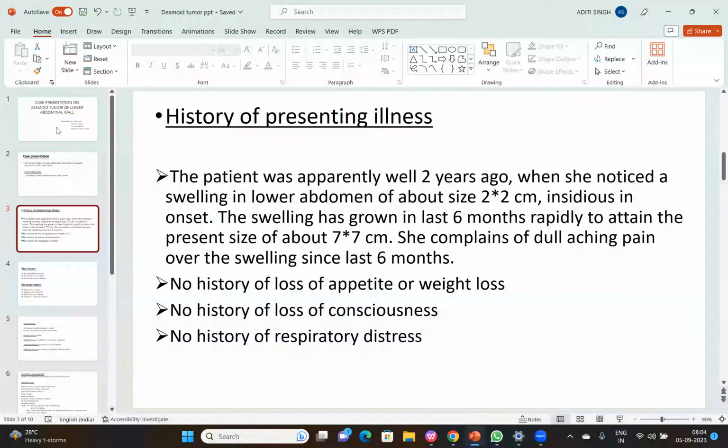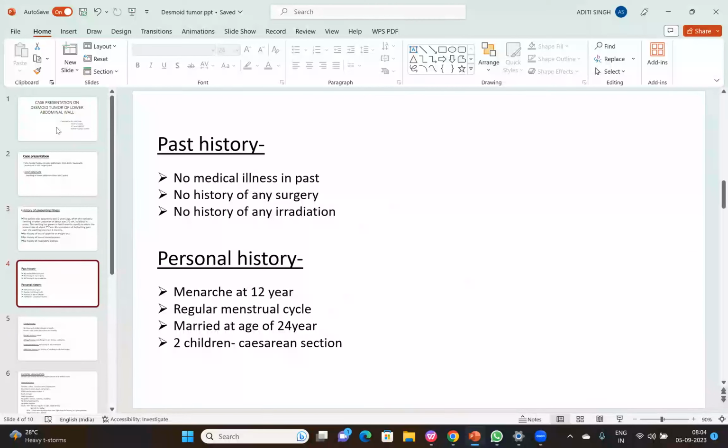No history of loss of appetite or weight loss. No history of loss of consciousness. No history of respiratory distress. Past history: no medical illness in past, no history of any surgery, no history of any irradiation. Personal history: menarche at 12 years, regular menstrual cycle, married at age of 24, 2 children. There is a past history of cesarean section for the children.